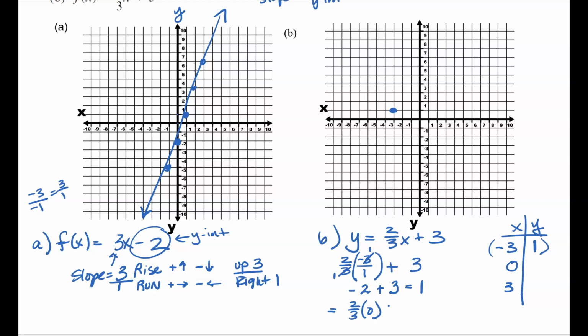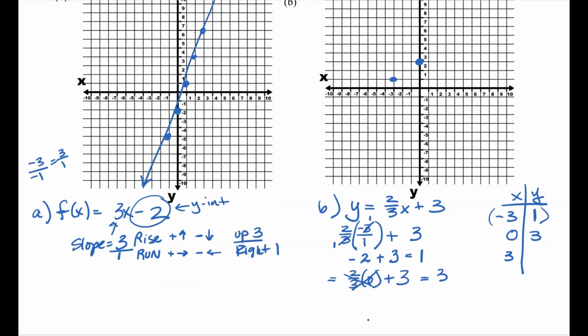2/3 times 0 plus 3. Anything times 0 is 0, so that cancels out. So we just get 3. So the point 0, 3 is on the graph. And then last but not least, let me just scroll up a little bit so I have some more room. So I'm going to write 2/3 times 3 over 1. I'm plugging in 3 for x. These 3s cancel.